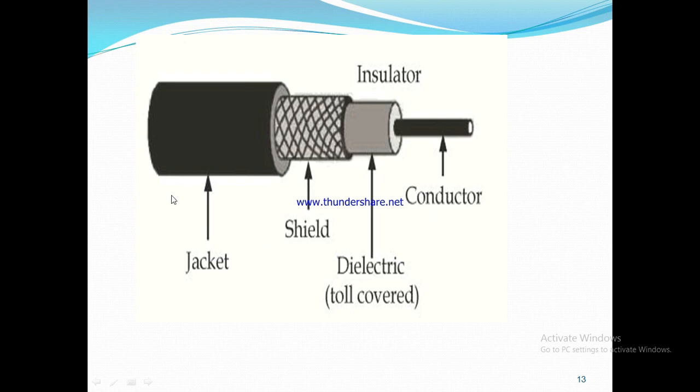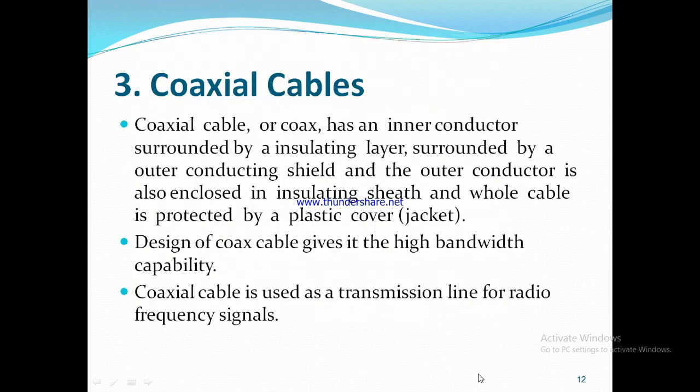The coaxial cable is used as a transmission line for radio frequency signals. Its applications include feed lines connecting radio transmitters and receivers with their antennas, computer networks, that means internet connections, and distributing cable television signals also. We use this type of coaxial cable. The design of this coaxial cable gives a high bandwidth capability.